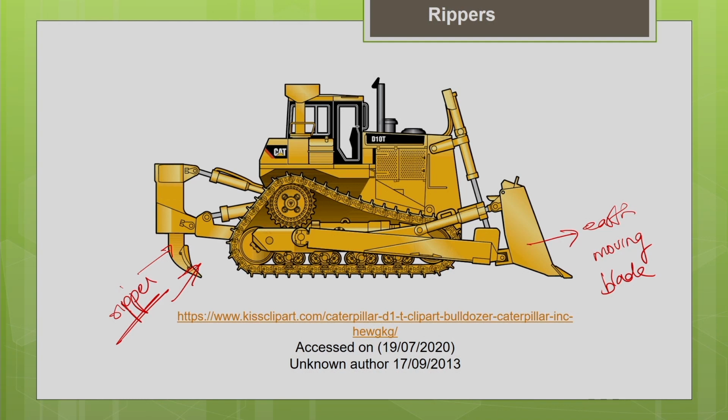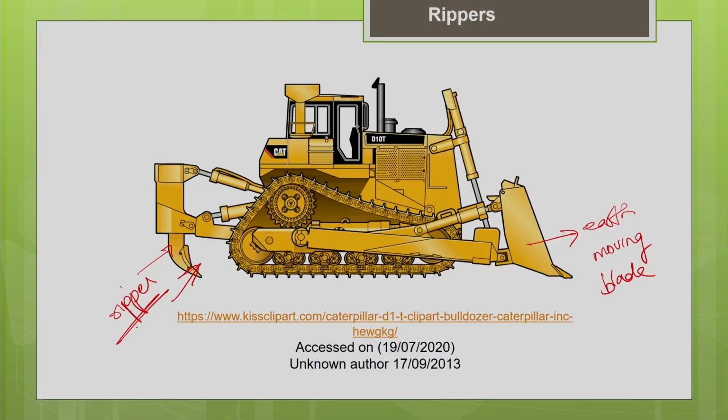Similarly, even before using a scraper, which is also another earth moving machine, I can use a bulldozer with a ripper attachment. Loosen the earth first, then use the scraper for loading. That way you can enhance the productivity of the scraper. So this ripper is basically to loosen the material.